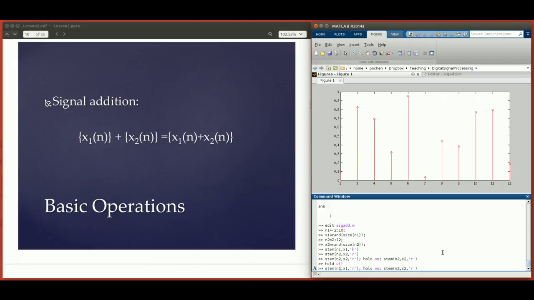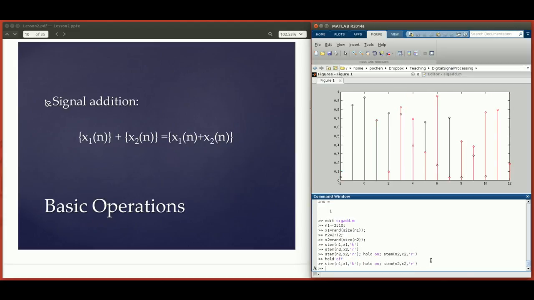N1, x1 in black, and then hold on, stem n2, x2 in red. Right. So that's the two signals. Black is the first signal, and then red is the second signal. And they have some overlap.